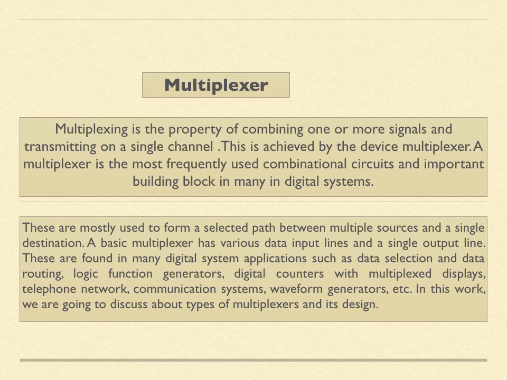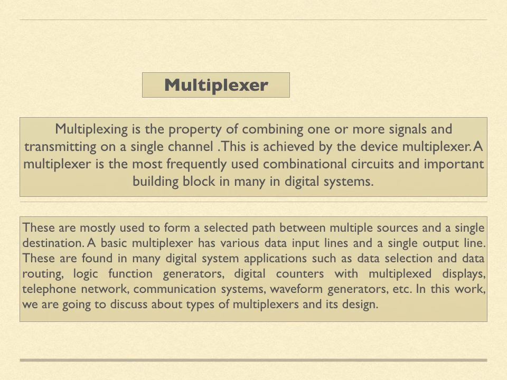Multiplexer. Multiplexing is the property of combining one or more signals and transmitting on a single channel. This is achieved by the device multiplexer. A multiplexer is one of the most frequently used combinational circuits and an important building block in many digital systems. These are mostly used to form a selected path between multiple sources and a single destination.